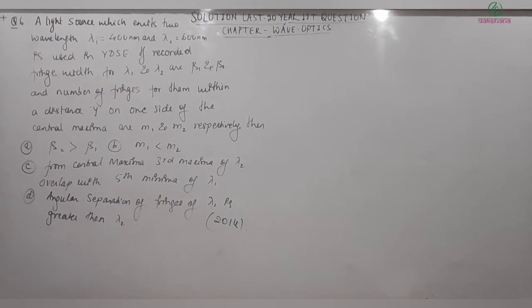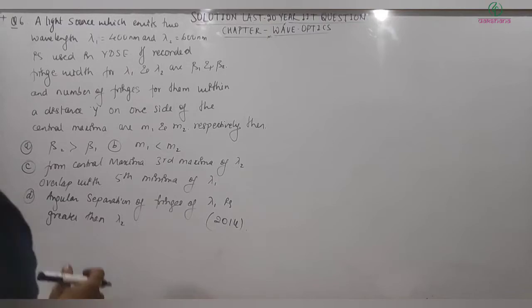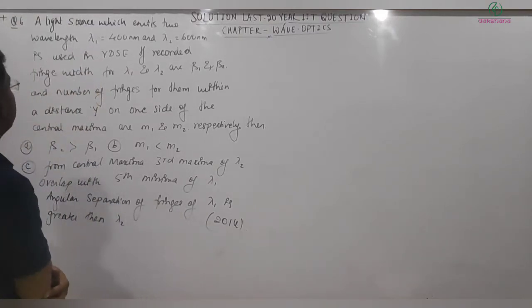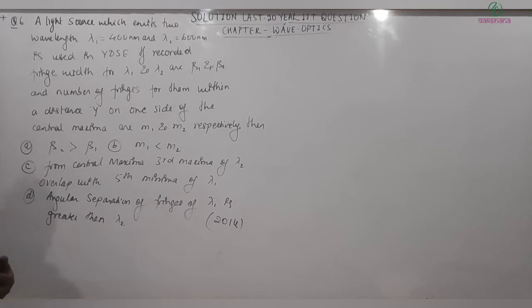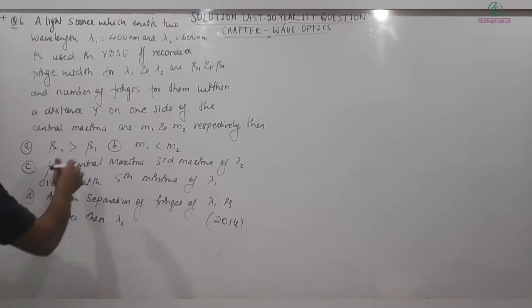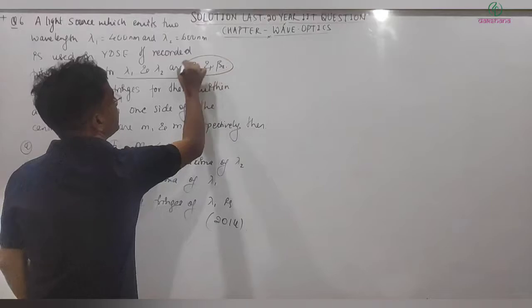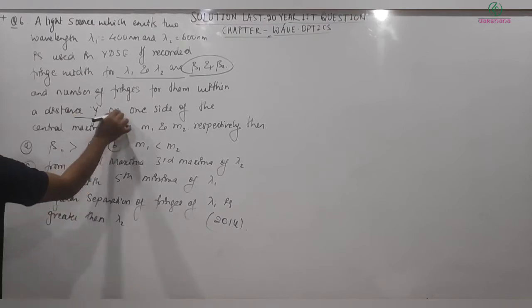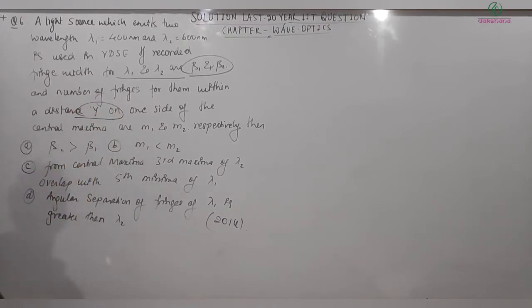Okay, so next question here, question number 6. A light source which emits two wavelength lambda 1 and lambda 2, 400 and 600 nanometer is used in YDSE. If recorded fringe width for lambda 1 and lambda 2 are beta 1 and beta 2 respectively, and number of fringes for them within a distance y on one side of the central maxima are m1 and m2 respectively.